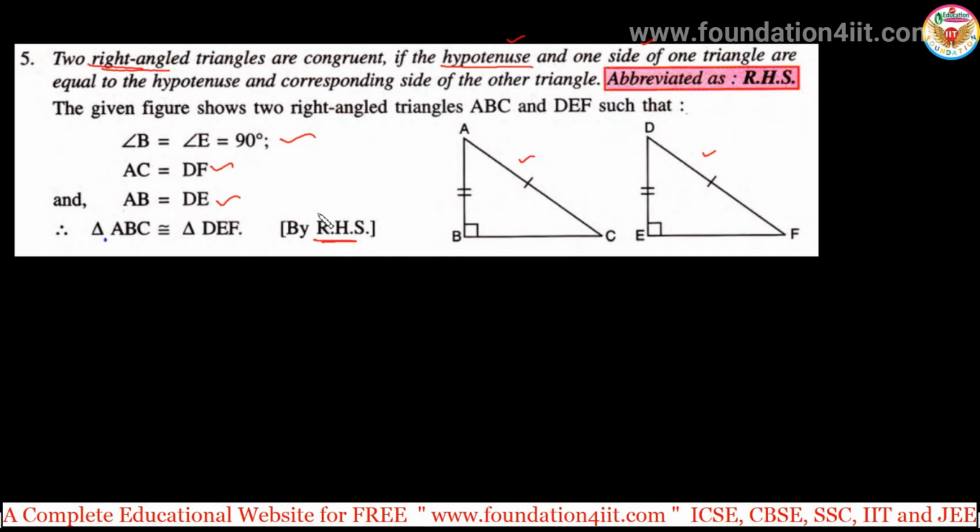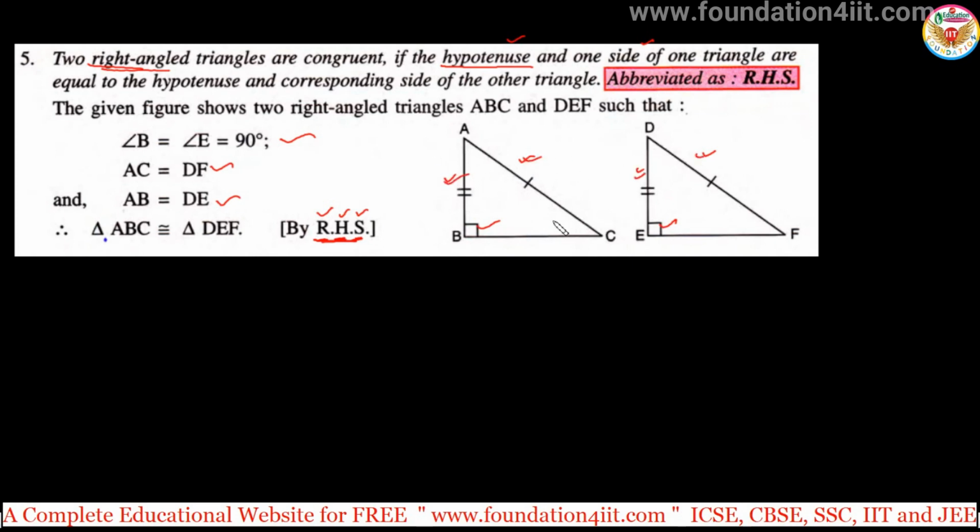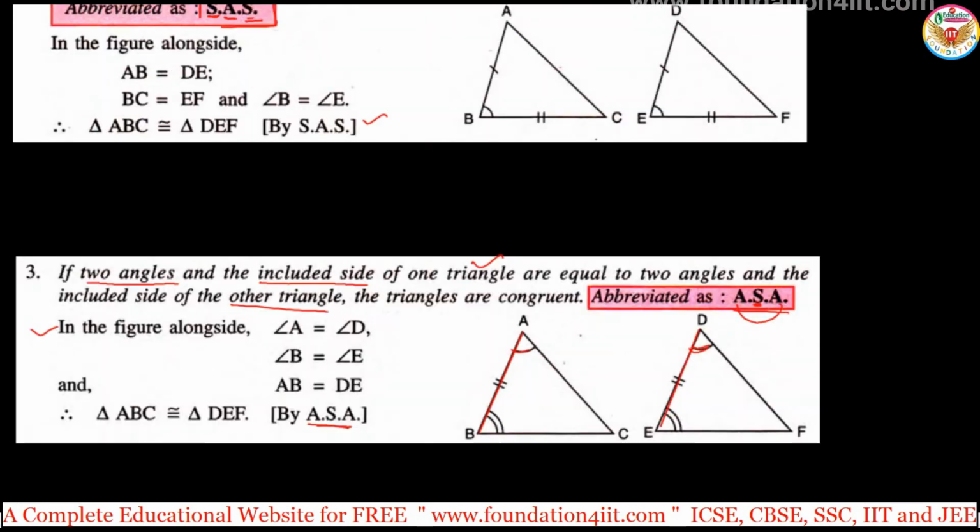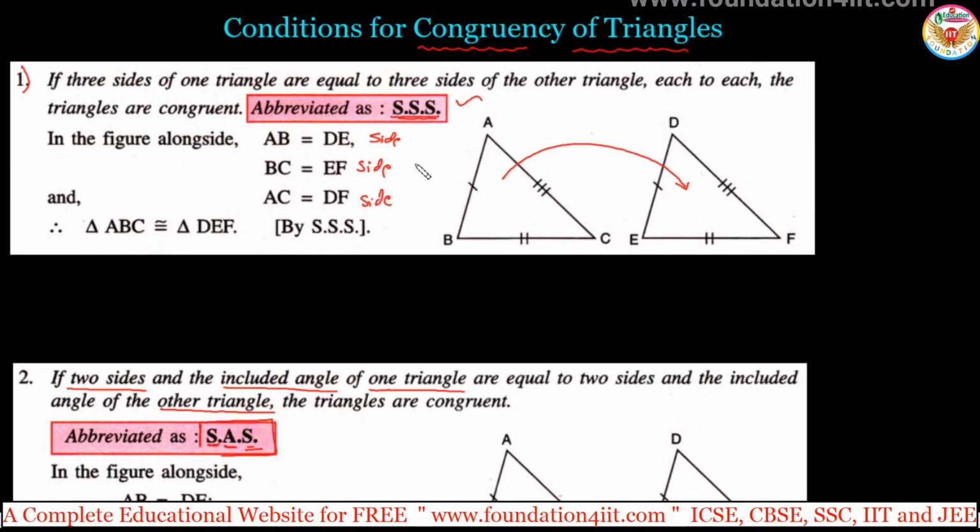Generally you can use right angle, hypotenuse and side. R is right angle, then hypotenuse and side. So the right angle is there, the hypotenuse is equal, and one of the sides. These two are equal, right? AB is equal to DE. So this is the RHS property. These 5 congruency rules we are going to apply to solve the problems in congruency of triangles.